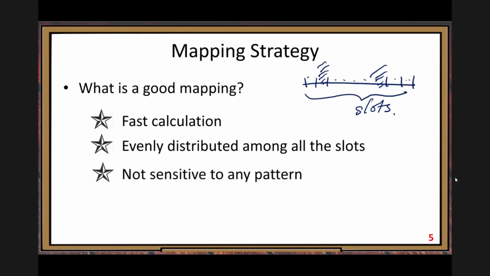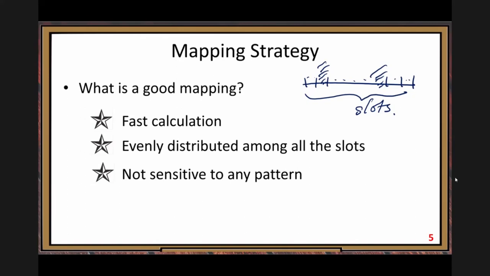The third property, not sensitive to any pattern. Because your data may have some pattern. The data may not be completely random. If it's randomly distributed, you cannot see any specific pattern. But sometimes the keys of your data may follow some specific pattern. If that special pattern occurs, it may break your mapping function, so the performance of the mapping function could be very poor.